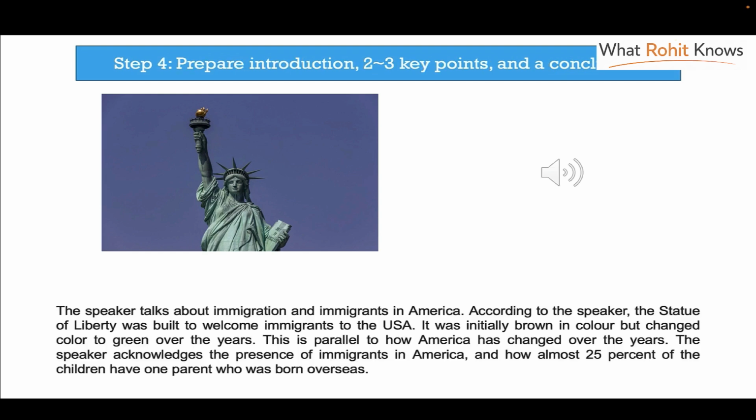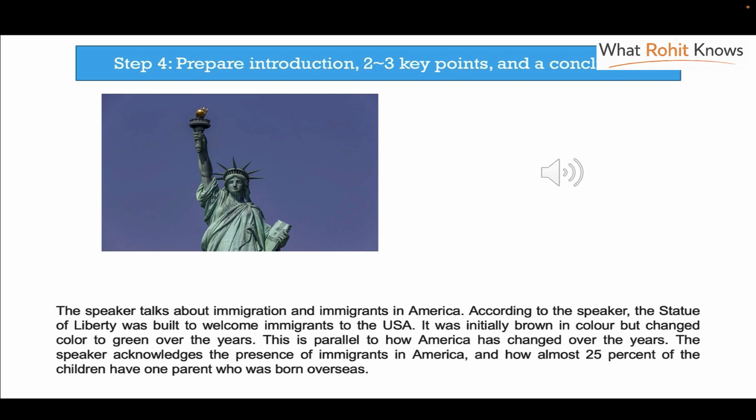Now, the next goal: prepare an introduction, 2-3 key points, and a conclusion. For the introduction, to understand what the theme is about, you have to look for what the speaker is talking about again and again. He might not repeat the same word again and again. So he's not saying immigrant, immigrant, immigrant, or immigration, immigration, immigration. But in different ways, he's referring to immigration, like the color of brown people, the Statue of Liberty welcoming people to America, being surrounded by people from other cultures, countries, immigrants. So all of that points to the theme of immigration, and that tells you that the lecture is about immigration and immigrants in America.